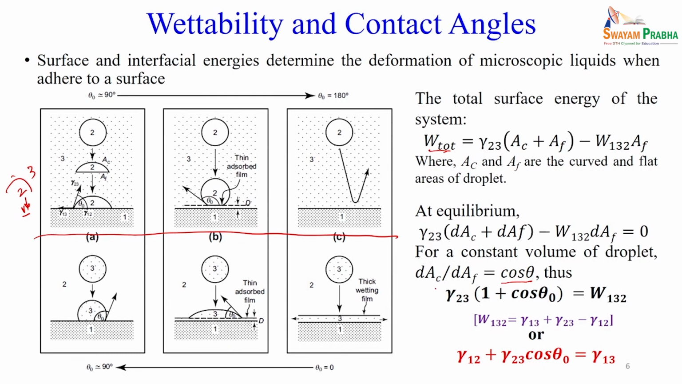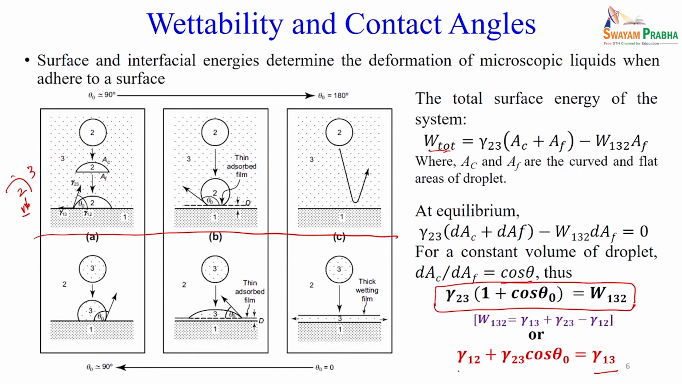Now, this is again looking like a similar expression to Young's equation. Now, if you remember the last class, we can calculate the work of adhesion between 1, 2 and 3 as gamma 1 3 plus gamma 2 3 minus gamma 1 2. If you put this value over here, if we replace W 1 3 2 with this, we will end up with gamma 1 2 plus gamma 2 3 cos theta is equal to gamma 1 3.